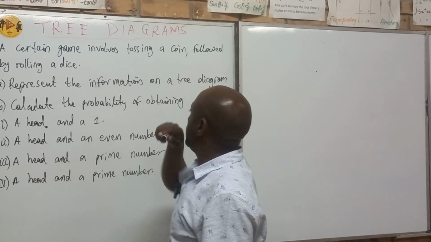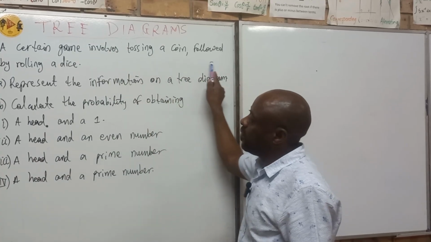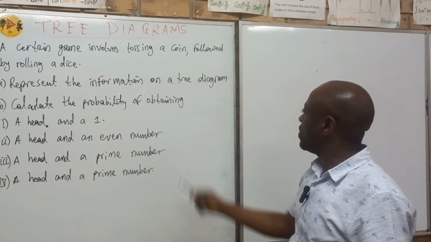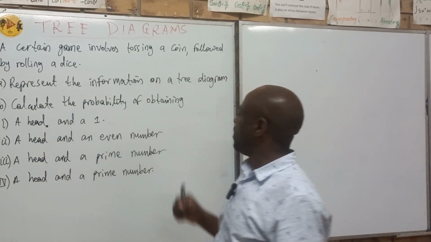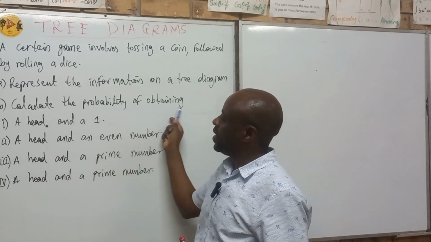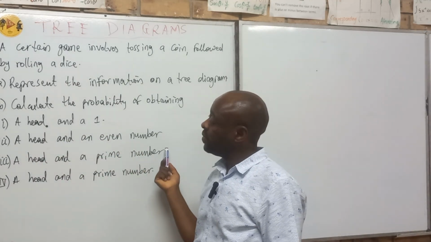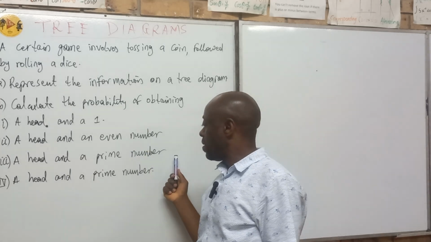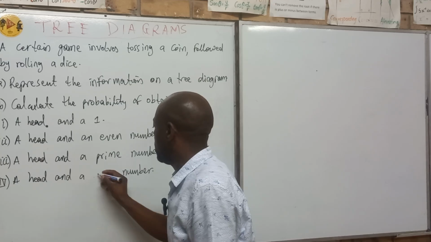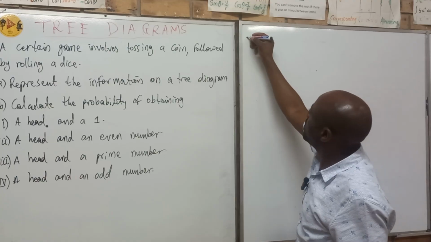We are looking at one more problem on tree diagrams. It says a certain game involves tossing a coin followed by rolling a die. Represent the information on a tree diagram, then calculate the following probabilities: the probability of obtaining a head and a one, a head and an even number, a head and a prime number. A head cannot be a prime number again. I guess this one should be an odd number. So again, that's a very simple exercise.